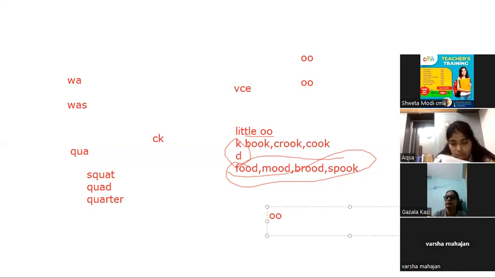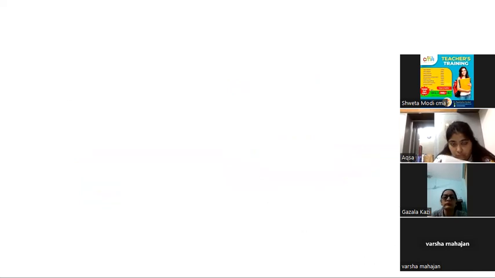Now double O can give many other sounds that we have already done in the alternatives chart, alphabetical chart. So double O can also make the sound as in the words blood, flood. It can also give the long or sound as in door, floor, right? Yes, cuckoo is also an example.